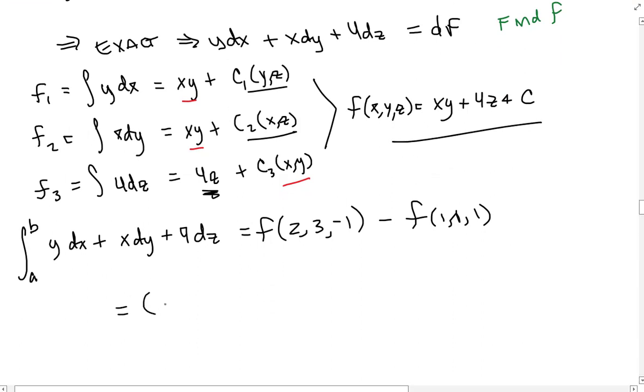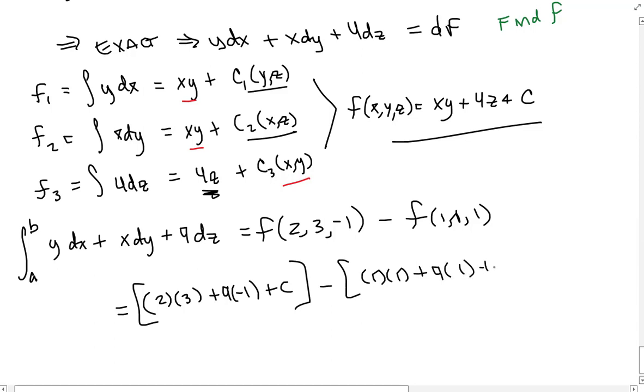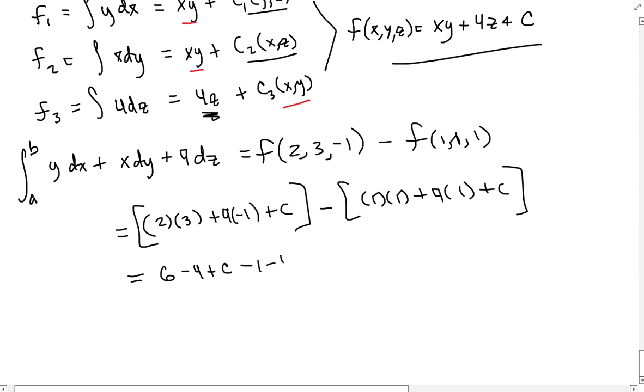That's just going to be 2 times 3 plus 4 times negative 1 plus c, minus 1 times 1 plus 4 times 1 plus c. After we simplify, we get 6 minus 4 plus c minus 1 minus 4 minus c, which simplifies to negative 3. Final answer. There we have it.